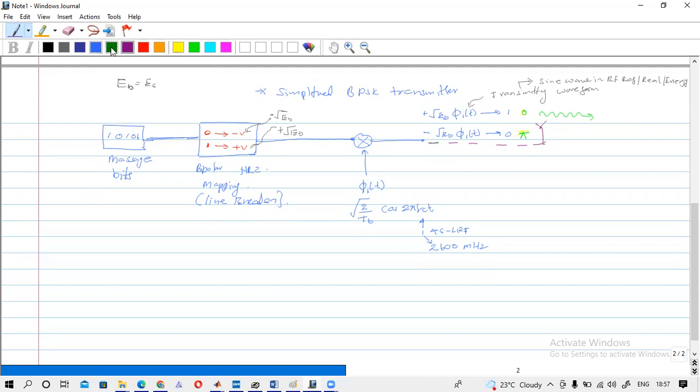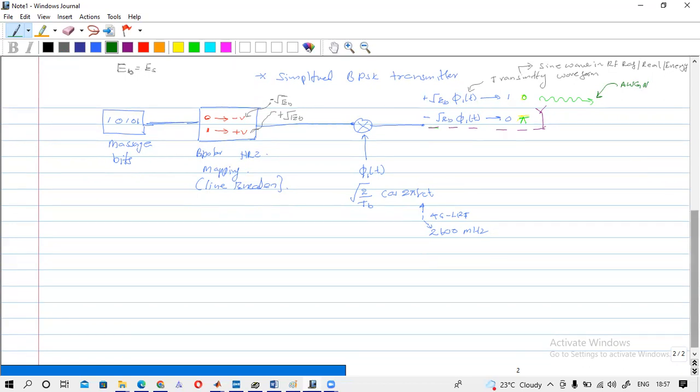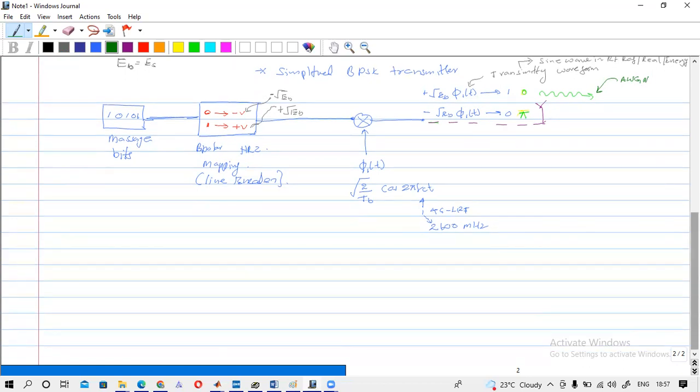So we are considering an AWGN channel. When the signal is propagating through this channel, some noise can be added to this signal. That noise is called AWGN, additive white Gaussian noise. It will be a Gaussian variable, a Gaussian number. We have already discussed these things.